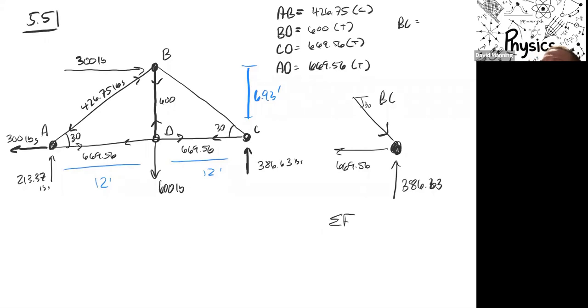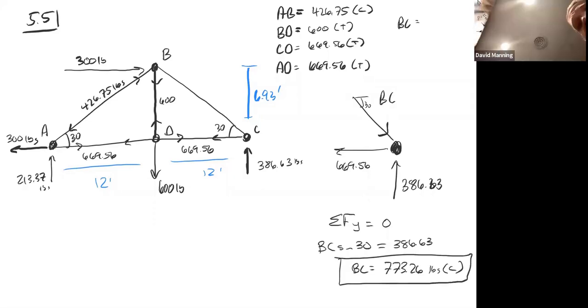So sum of the forces in the Y equal 386 equals 0. So BC sine of 30 equals 386.63. BC equals 773.26. And that's compression. And we did our problem. That's everything.